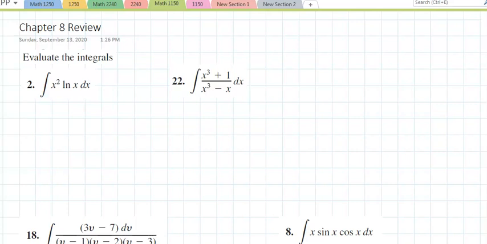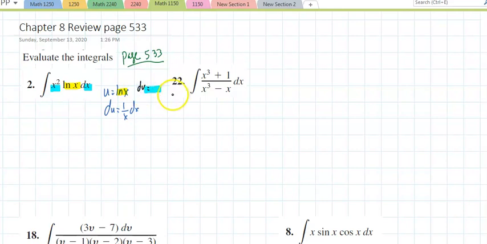So, I'm looking at the chapter review, and this is on page 533. Alright, well, number 2, if I glance at it, I notice there's a log in it, so I already know how this is going to work. I'm going to let u equal natural log of x. If u does it, good work. If not, well, obviously it doesn't work because this is my u. I still have an x squared dx. That means parts. With natural log, any log, or inverse trig functions, that's how it works.